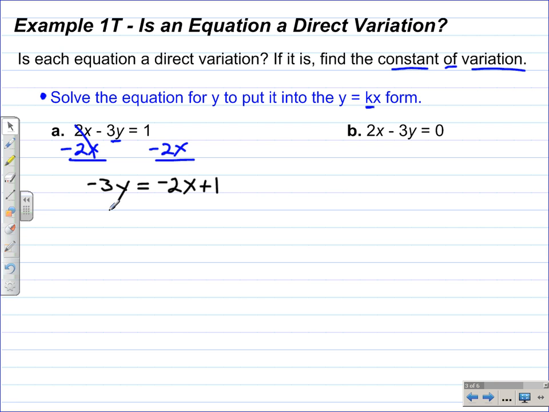At this point, you may realize that this isn't a direct variation. If you don't, let's take a look at exactly why. So finally, to isolate the y, or solve that equation for y, we divide each side by negative 3. On the left-hand side, the negative 3's divide out, leaving us with y. And y will be equal to, now when I simplify this side, this denominator can be split so it's written as two separate terms: negative 2x over negative 3.